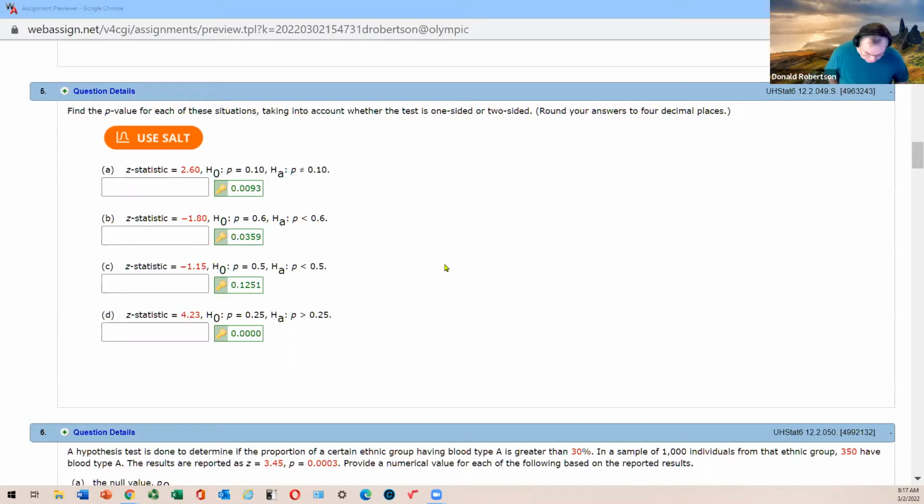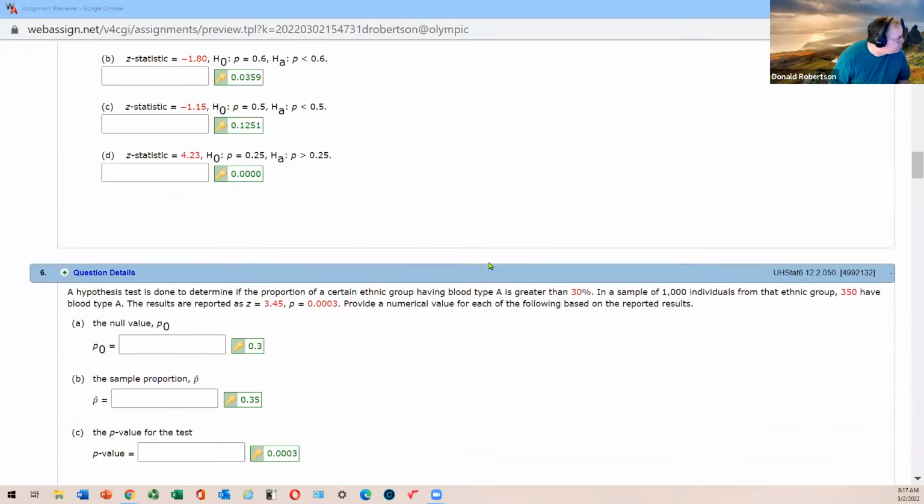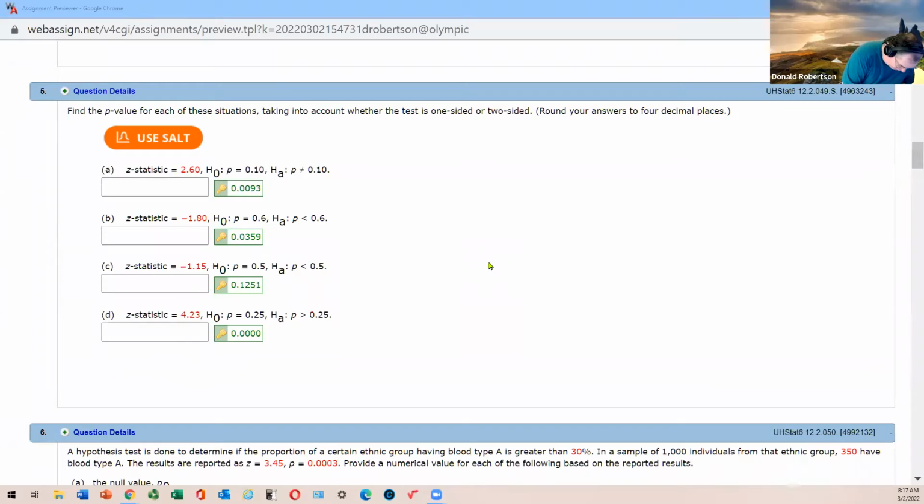Do you want to see another one of calculating the p-values? Okay, let's pick a not equal to. So a not equal to could be question 5a. And you're told the z-score in 5a is 2.60. You're told that the null hypothesis is that p was 0.1 and that the alternate hypothesis is that it's not equal to 0.1.